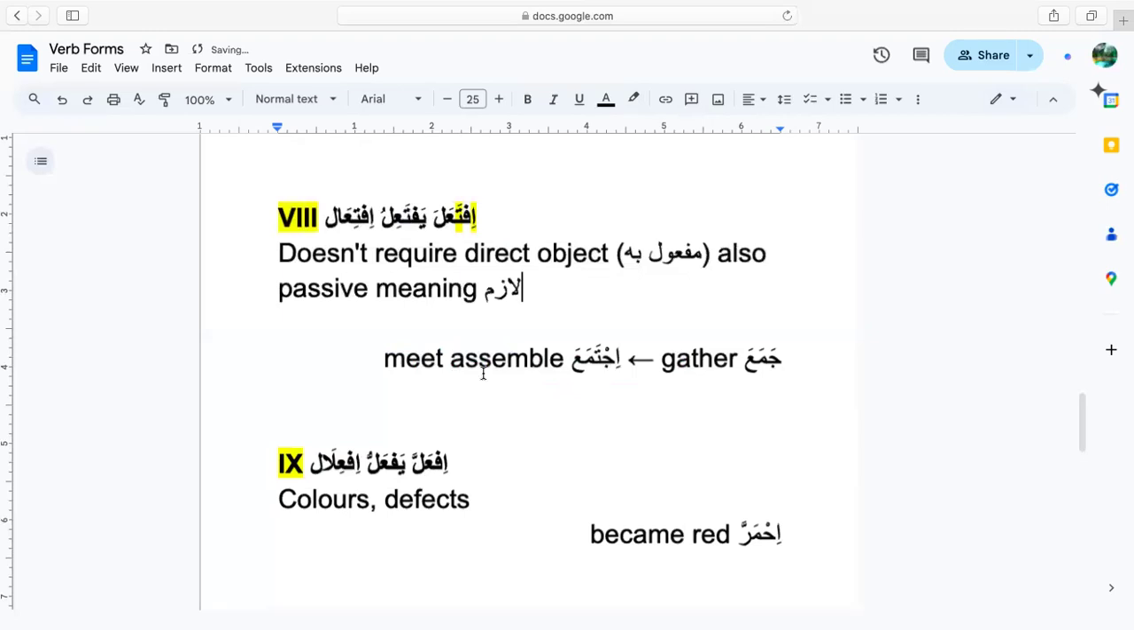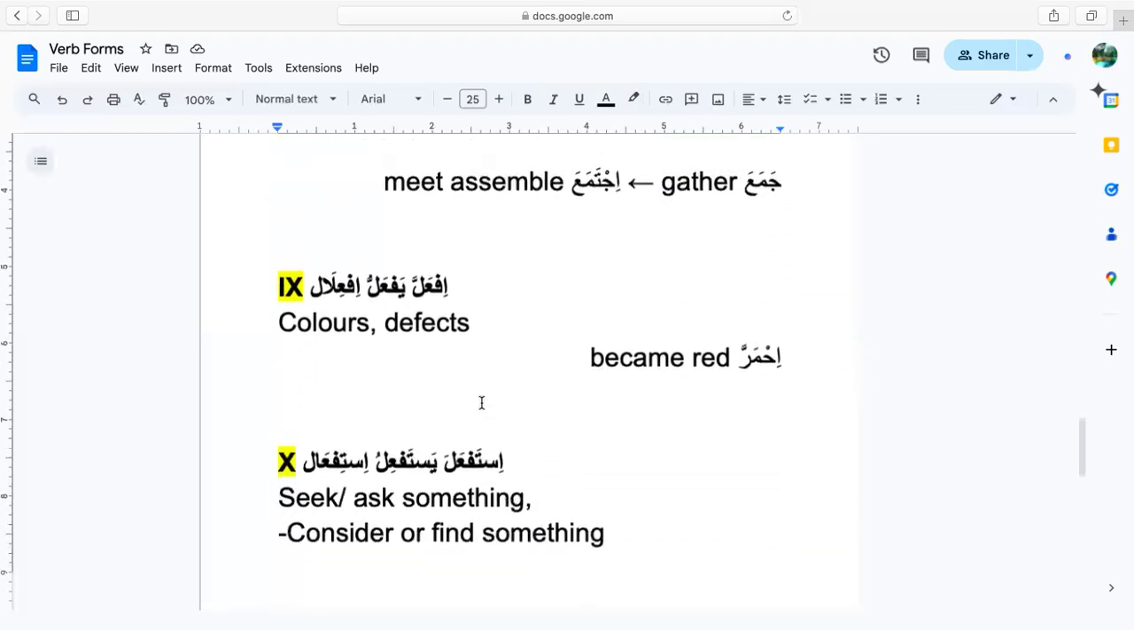So for example, jama'a means to gather something. Jama'a al-mal, he gathered wealth. He gathered maybe people, jama'a al-nas. But ijtama'a, as we see here, is on that pattern. Ijtama'a means to meet, to assemble. Ijtama'a al-nasu, so they gathered. Ijtama'a yajtami'u ijtima' is to meet. So that is that group.